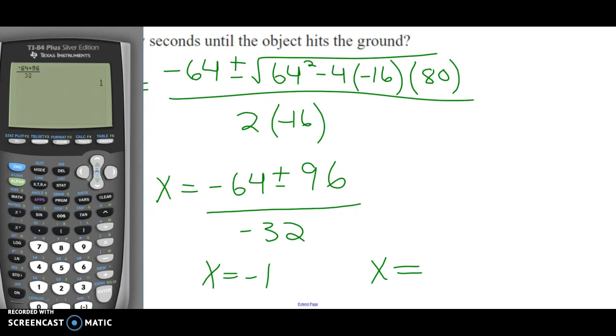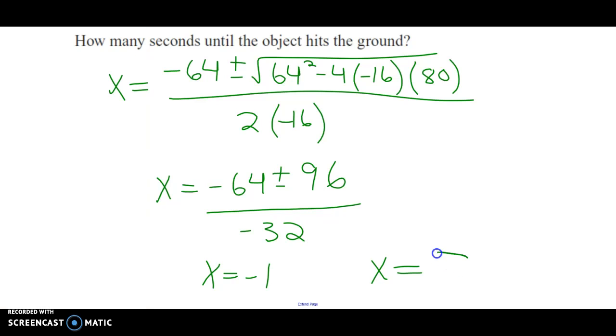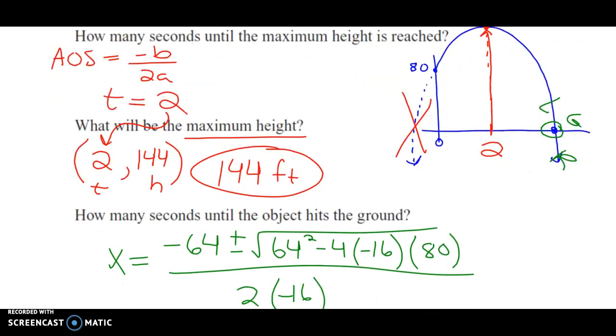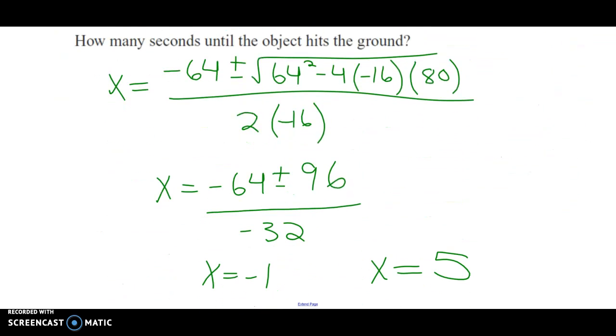And then I'm going to do second enter. I'm going to change this to a minus sign. So we get negative 1 and we get 5. Go back to the picture I drew. Which one doesn't make sense? Negative 1. So when did the object finally hit the ground? 5 seconds. That is your answer for this question.